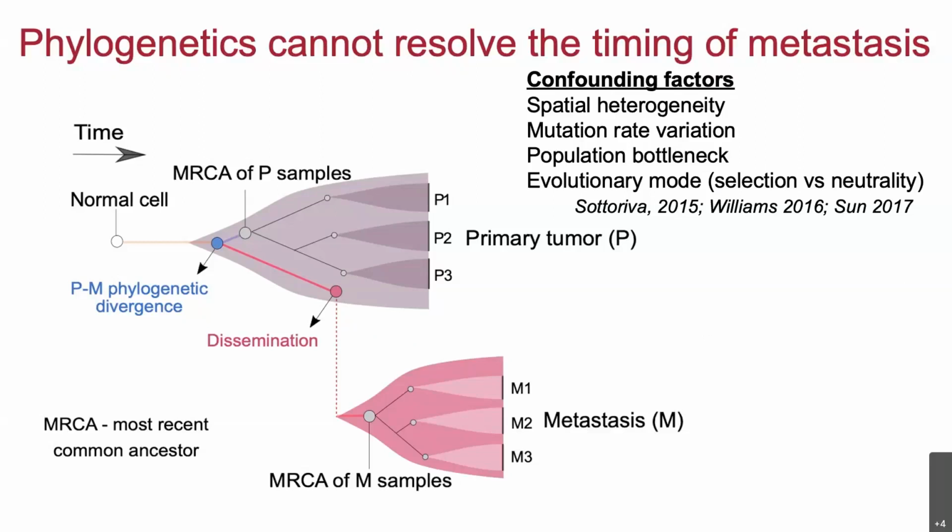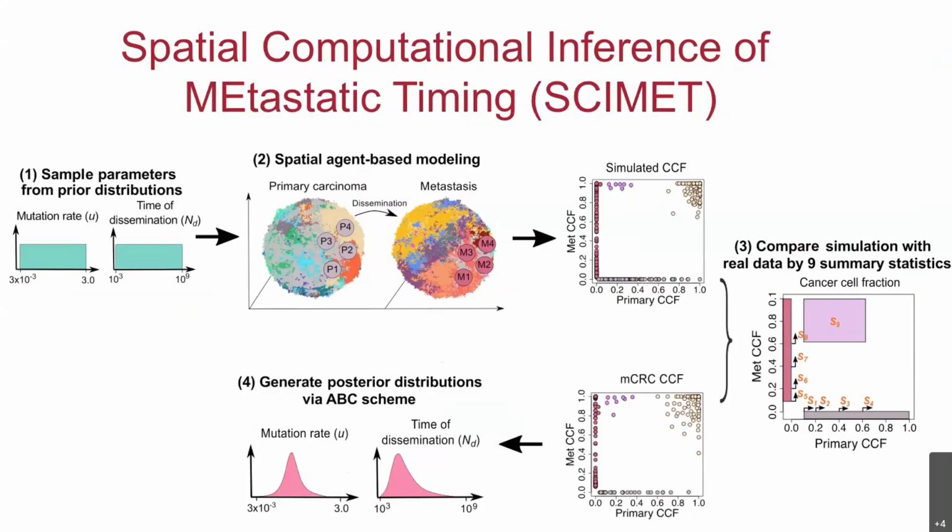So to overcome these limitations and get back to the question at hand, we developed a computational inference approach that we call SCIMET. The basic idea about this approach is that we are interested in measuring two key parameters from the patient genomic data. We would like to measure the mutation rate, and this is, of course, just at a snapshot in time. We would also like to measure the time of dissemination, and that's relative to the primary tumor size.